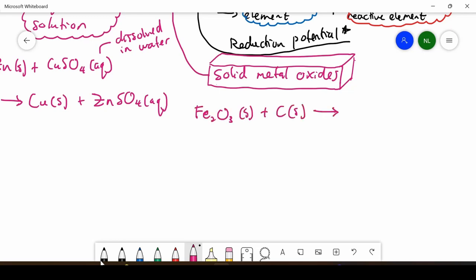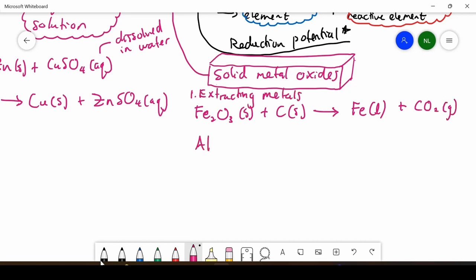Carbon being more reactive displaces iron from iron oxide, so iron is displaced as the pure metal. This reaction is highly exothermic, so iron will be extracted as molten iron, whereas carbon will take the place of iron in its oxide, so it will become carbon dioxide. This is not a balanced equation.